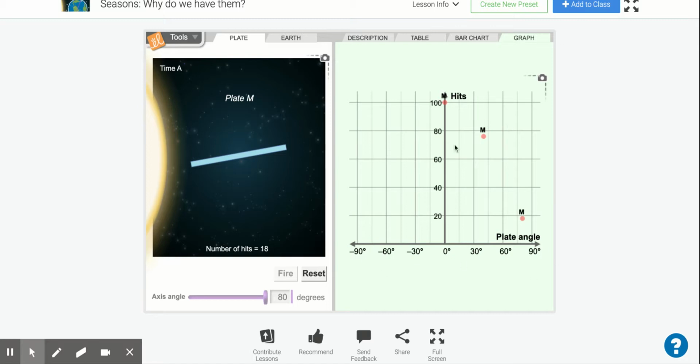It goes on to say, apply, at what angle will the plate get the hottest? So you'll look at your graph and decide at what angle will the plate get the hottest.